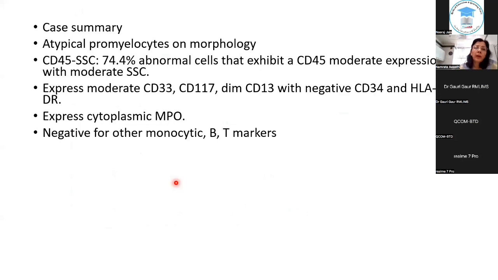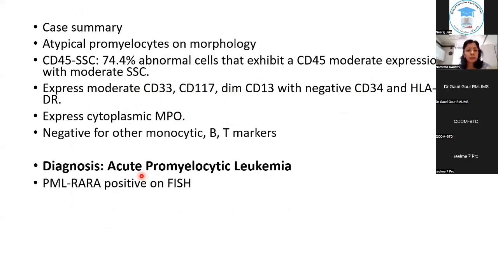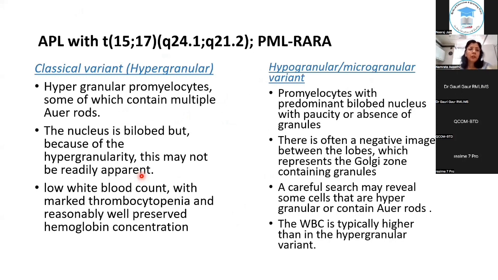Now, there were atypical promyelocytes on morphology. CD45 versus side scatter revealed 75% abnormal cells, which had moderate CD45, but also a moderate side scatter. These were negative for the immaturity markers and expressed the myeloid markers and cytoplasmic MPO, and these cells were negative for other monocytic, B and T cell markers. And this was given as acute promyelocytic leukemia, and PML-RARA came out to be positive on FISH. So APL with translocation 15;17 has two variants, the classical hypergranular variant and the hypogranular or microgranular variant.